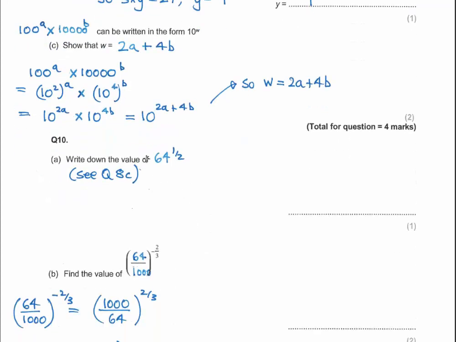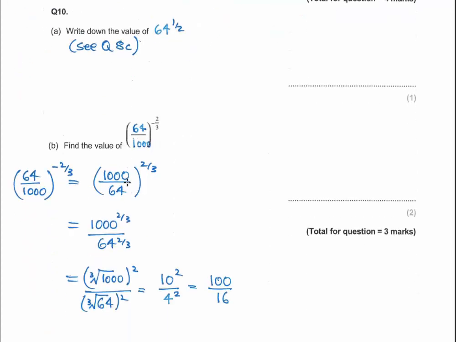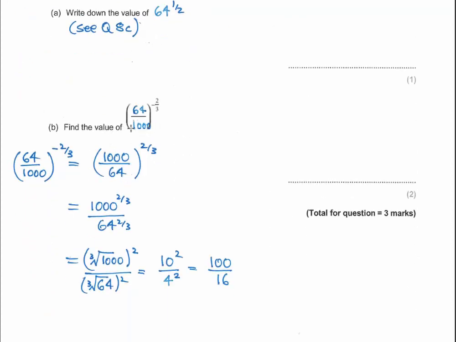Question 10 says write down the value of 64 to the power of a half. Well, I just did that in question 8c, so look at what I did there. B says find the value of 64 over 1,000 to the power of minus 2/3. Well, the first thing you need to know is that when you have something to a negative power, you flip it upside down and get rid of the negative. So 64 over 1,000 to the power of minus 2/3 is 1,000 over 64 to the power of 2/3.